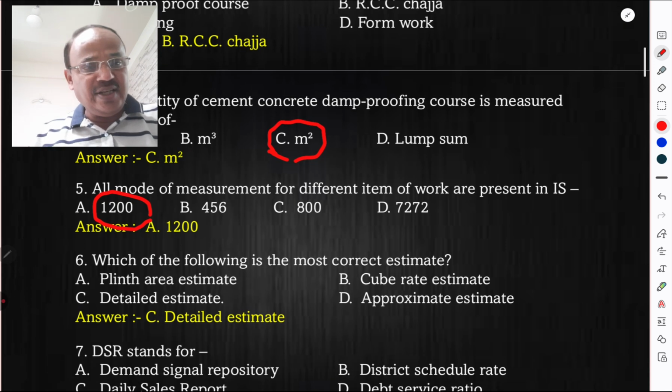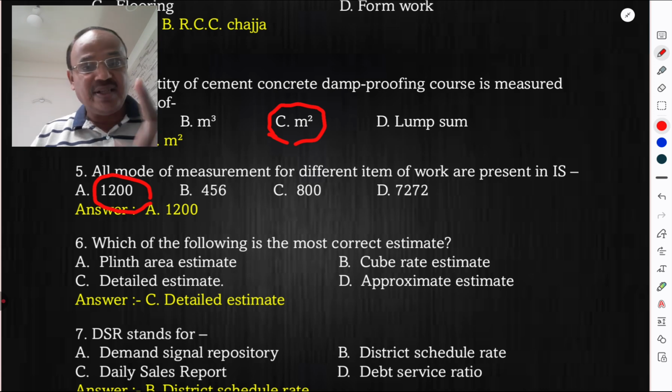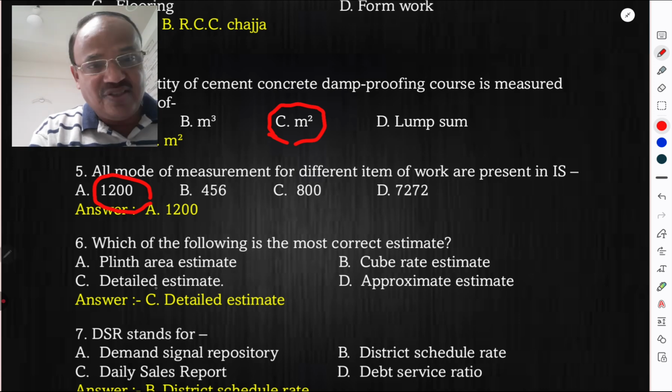Which of the following is the most correct estimate? Plinth area estimate, cubic rate estimate, detailed estimate, or approximate estimate? Plinth area or cubic rate estimates and approximate estimate, all three are approximate, but the detailed estimate may be the exact one as compared to the others.